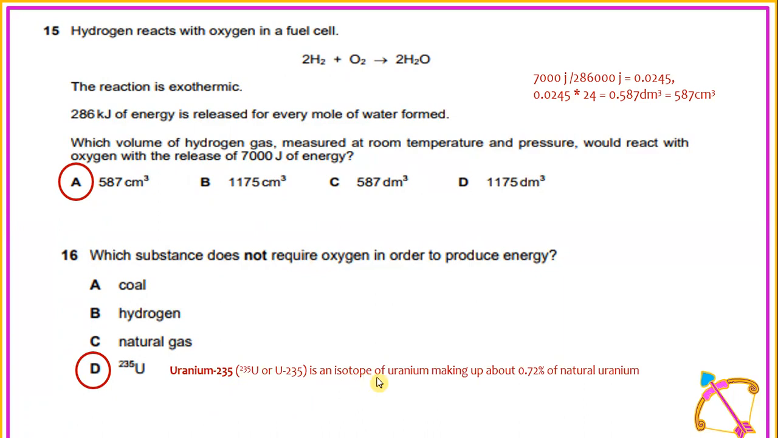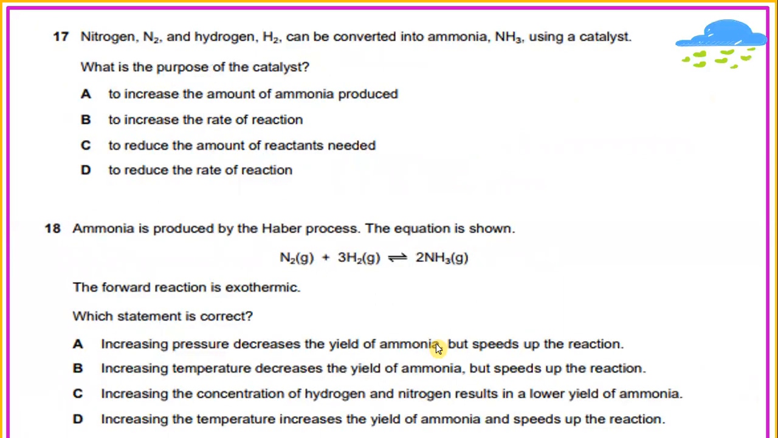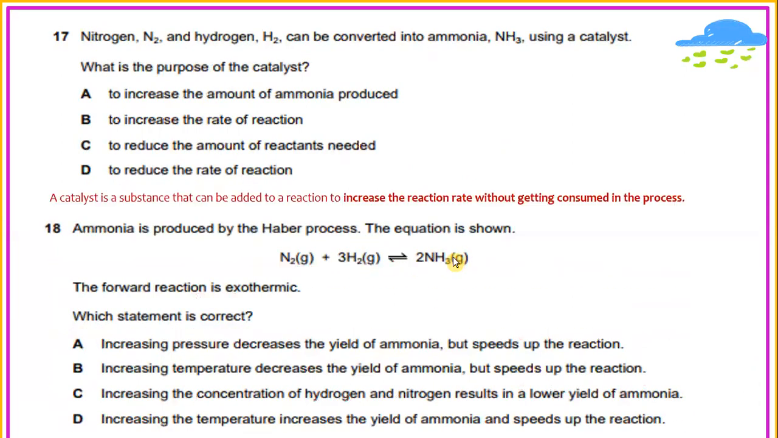Uranium-235 is an isotope of uranium, making up about 0.72% of natural uranium. Nitrogen and hydrogen can be converted into ammonia using a catalyst. What is the purpose of the catalyst? You know what a catalyst is? A catalyst is a substance that can be added to a reaction to increase the reaction rate without getting consumed in the process. So the answer will be B.